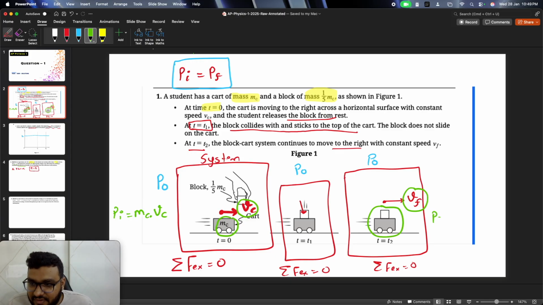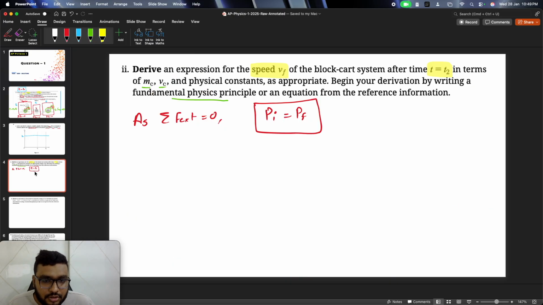So P final is going to be the mass of the block plus the mass of the cart times V final. Okay, and we have been given the masses. So mc is the mass of the cart and 1/5 mc is the mass of the block. So let's put these equations over here. For initial, I get mc times vc is equal to the total mass, which is mc plus 1/5 mc, times v final.